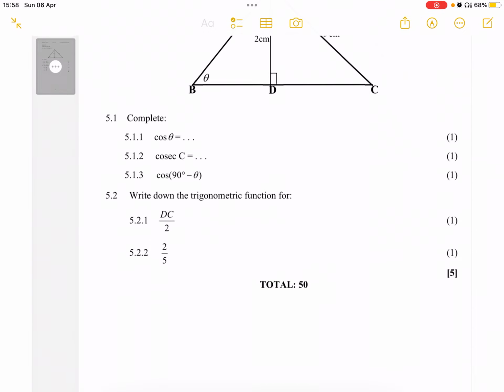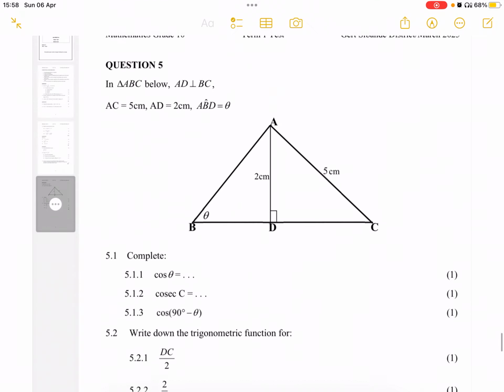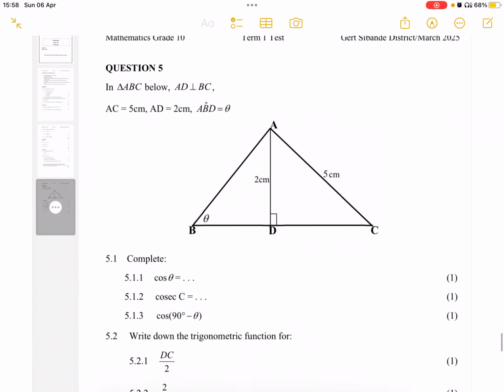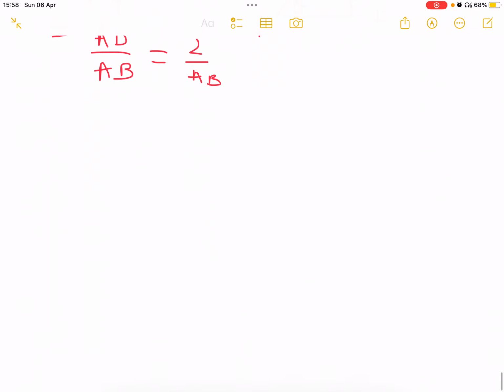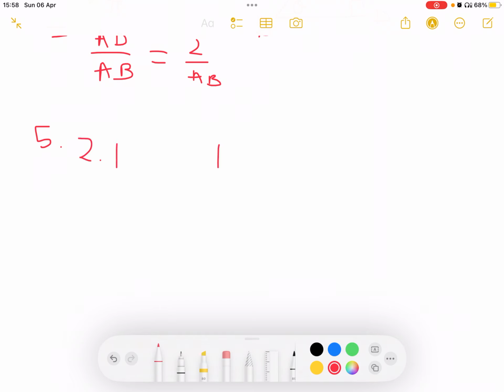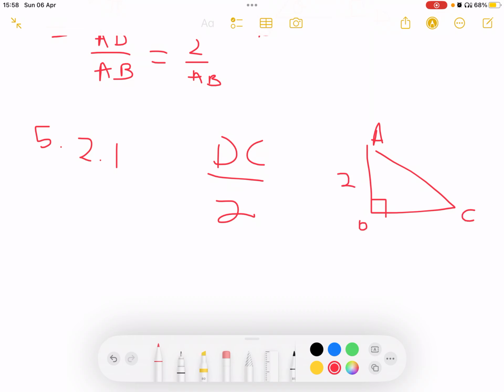Right. Let's check 5.2.1. It said write down the trigonometric functions for DC over 2, and 5.2.2 says 2 over 5. Now you have to look thoroughly at the diagrams. DC and 2, how are they linked? So it's 5.2.1, DC over 2. If we can check here, let's redraw this diagram. A, C, and D here. And we have 2 here, and this is DC. So for you to have DC on top, you must be looking from above here, which means the angle that you're looking at is angle A.